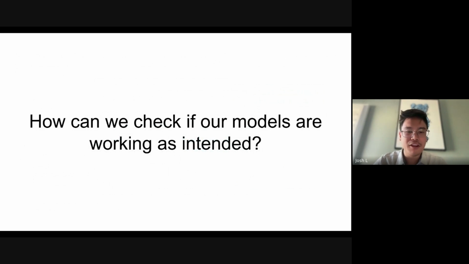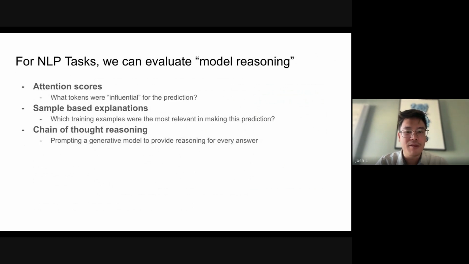The main motivating question we have for this paper is, how can we check if our models are working as intended? Well, in the domain of NLP, we have multiple ways of evaluating model reasoning. You have things like looking at attention scores, looking at sample-based explanations. And in these newer generative models, what we can do is prompt the model to generate its chain of reasoning before every answer. But we note that a lot of these methods of looking at model reasoning can run into certain issues.